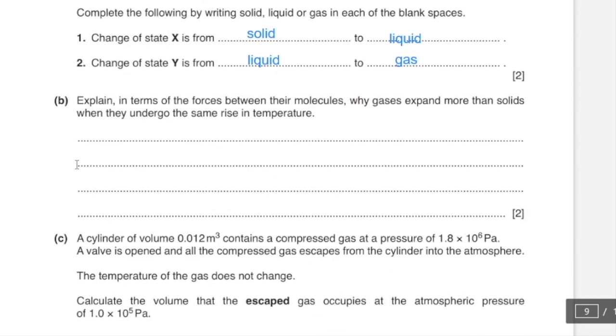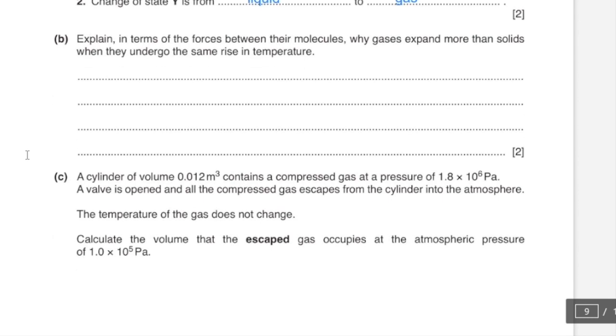B. Explain in terms of forces between their molecules why gases expand more than solids when they undergo the same rise in temperature. So weaker forces is the reason between gases. Forgot to write: due to weaker forces of attraction between gas molecules.